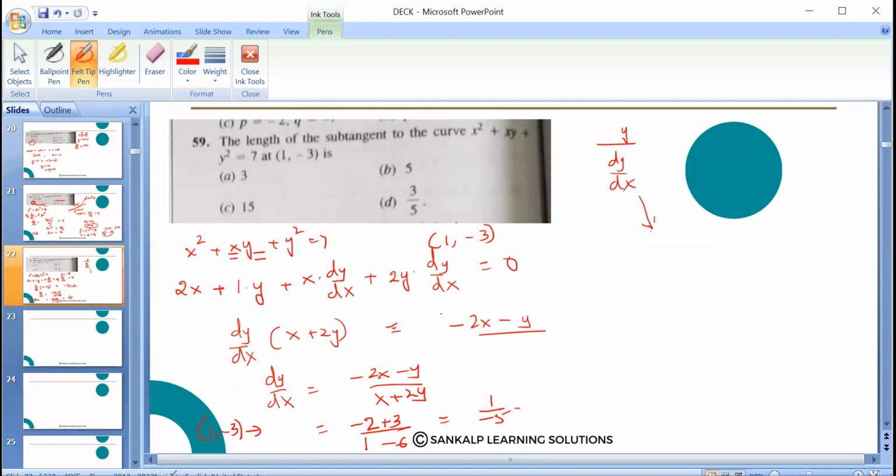So the length of subtangent: y we know it is minus 3. Dy by dx we can draw, right? 1 by minus 5. That means you can take 15 as the answer. So option C is correct. Length of subtangent.